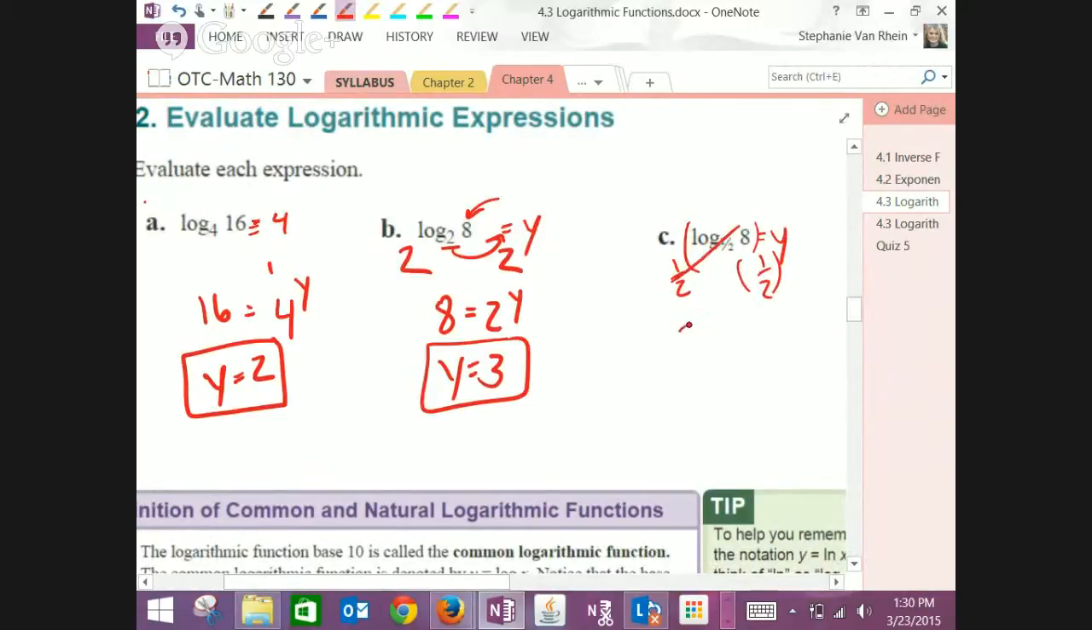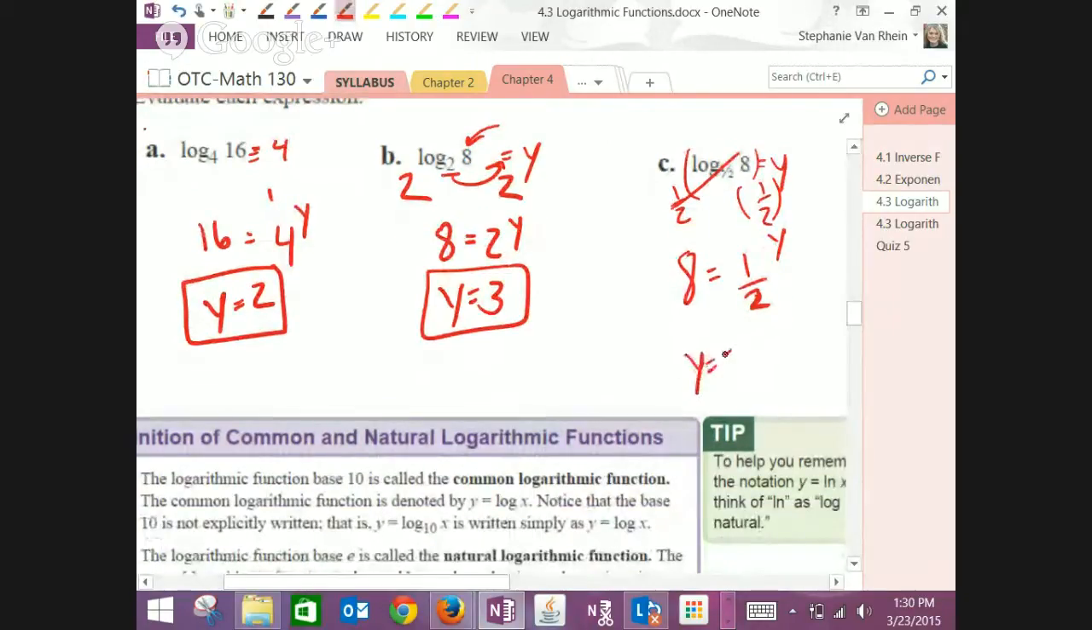This is saying 8 equals 1/2 to some power. Not 16. Negative 3. Since it's 1/2, oh, does that make sense? You were multiplying, I was multiplying. Sorry. So this would be y equals -3.